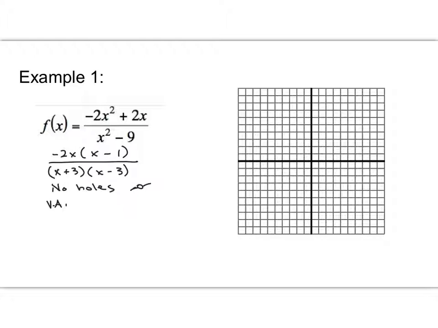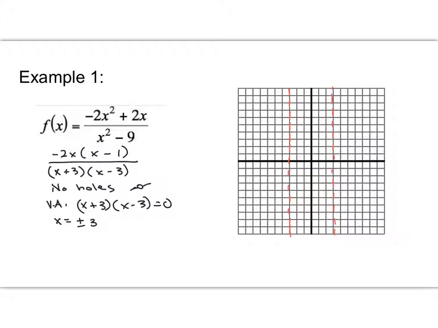If I set my denominator equal to 0, then the values of x that would make this undefined are x equals positive or negative 3. So I have an asymptote at plus or minus 3. So I'm going to draw those in. You should draw in any asymptotes with a dashed line. Your function will never cross a vertical asymptote.